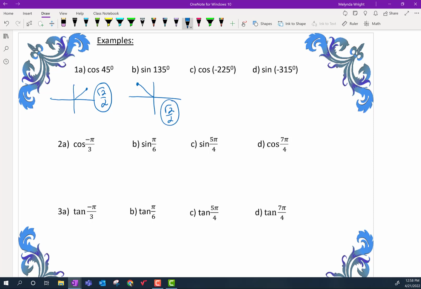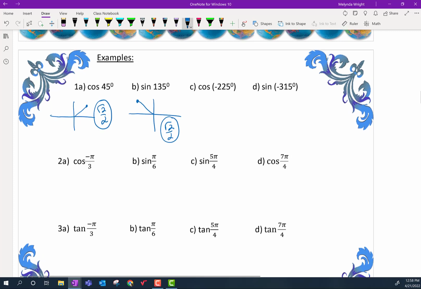How can I tell? Well, this is 45 degrees. I add 45 to that and I get 90 degrees. I add 45 to that and I get 135 degrees. I add 45 to that and I get 180 degrees. And I would just continue around the unit circle, adding 45. Those are going to be my 45, 45, 90s.